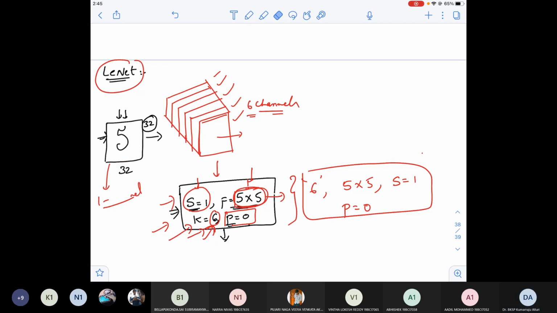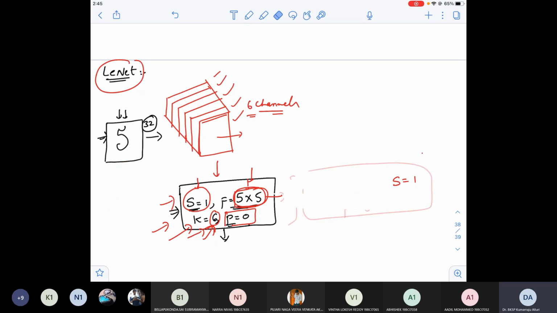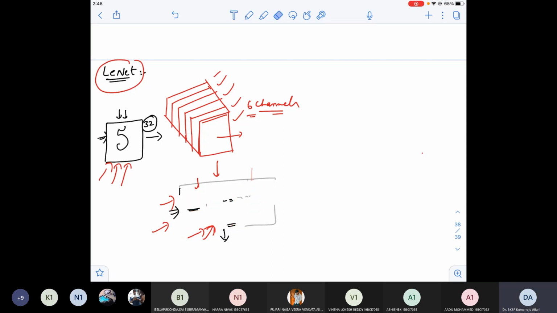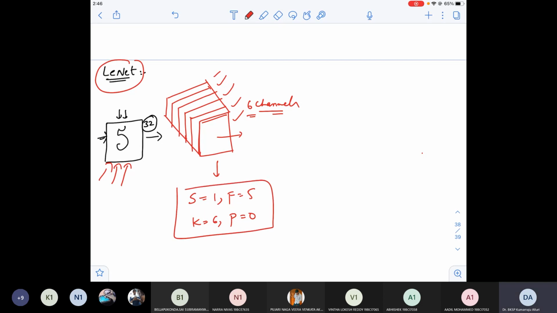For example, once they finalized this configuration, they tested with handwritten digits, and the configuration for which they got the best accuracy is this. The configuration is S equal to 1, F equal to 5, and the number of filters 6, padding 0. This is the configuration for layer 1. Again, the architecture has not been completed. This is only layer 1, convolution layer 1. Like this, we will keep on adding the layers.